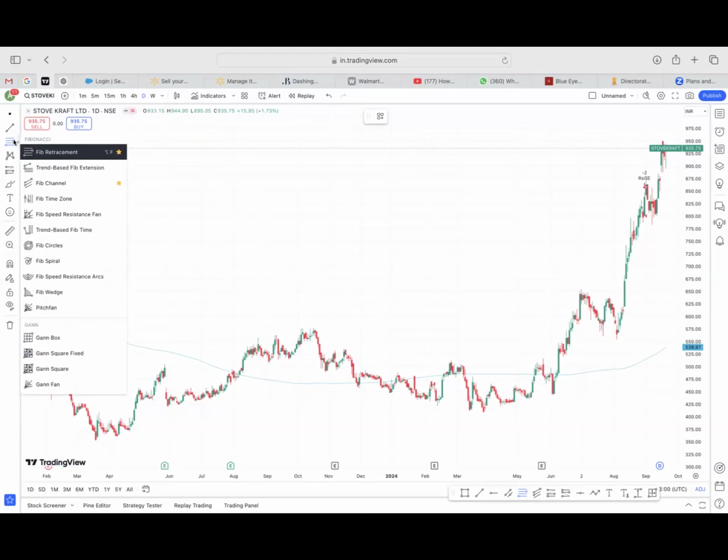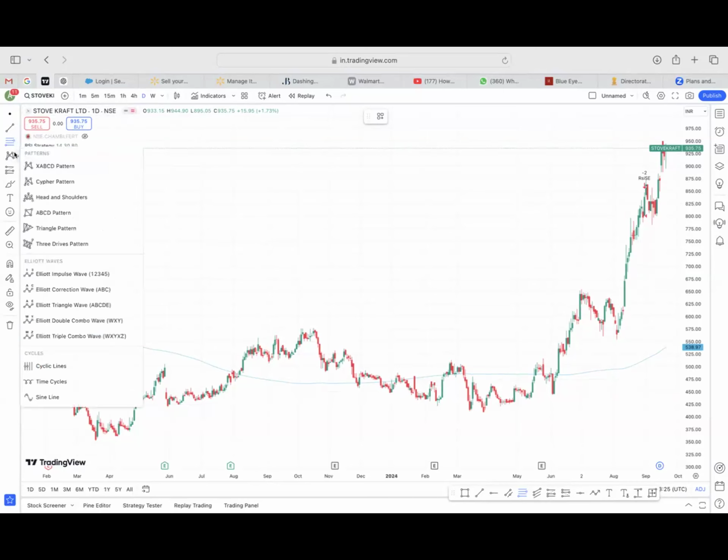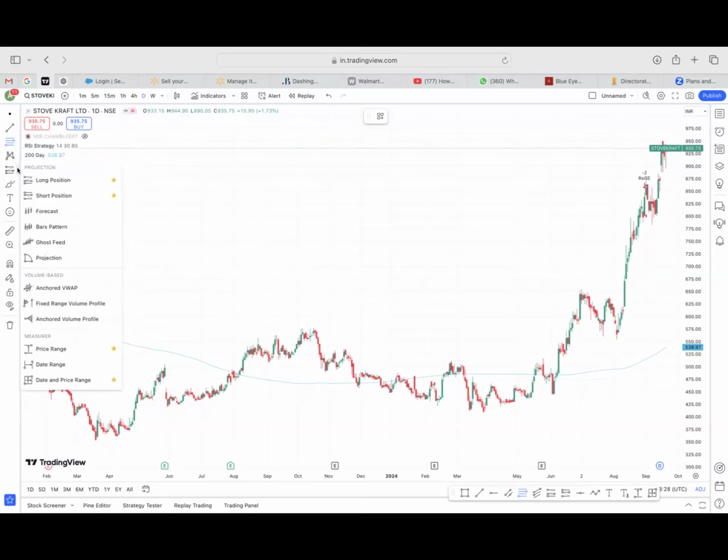Next, you can mark fib and fib channel. Have you marked fib? Fib retracement and the fib channel. Yes, correct. And the next one, we don't have to mark anything apart from this. For long and short position, you can mark, and the last one, which is date and price range.